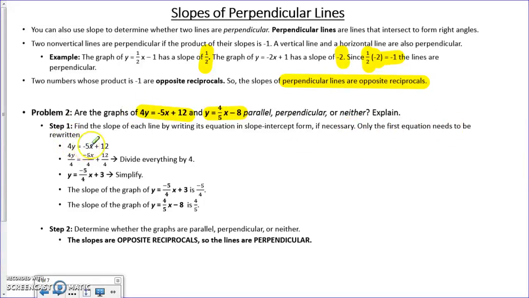So we take 4y equals -5x plus 12. To rewrite this in slope-intercept form, all we have to do is divide everything by 4. So we get the equation y equals -5/4 x plus 3. Now we identify the slope of each line. The slope of this line is -5/4, and the slope of the other line, y equals 4/5 x minus 8, is 4/5. So -5/4 and 4/5 are opposite reciprocals of each other, and therefore the lines are perpendicular.